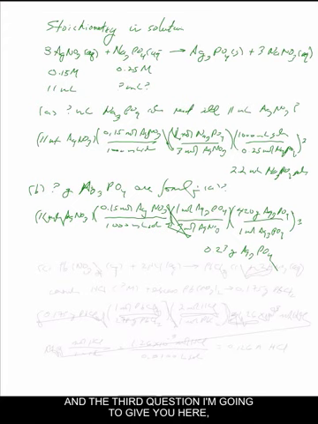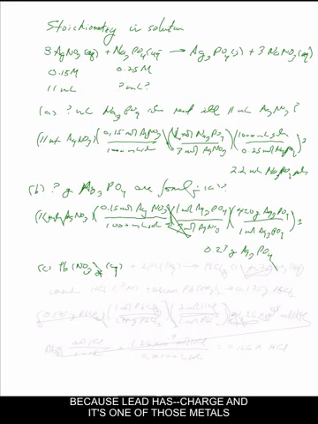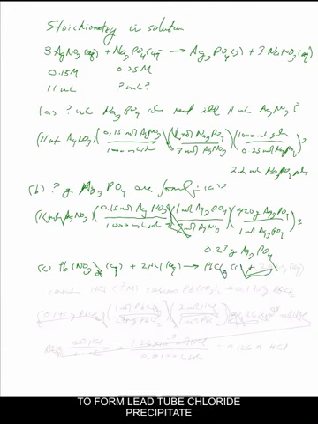And the third question I'm going to give you here is a different kind of problem. I'm going to use a different chemical reaction. We're going to look at the reaction between a solution of lead 2 nitrate. Remember, you need the 2 there because lead has a +2 charge, and it's one of those metals in the transition block that has several different possible charges, plus a solution of hydrochloric acid to form lead 2 chloride precipitate, and then you would also make 2 nitric acids, which would remain soluble in water.